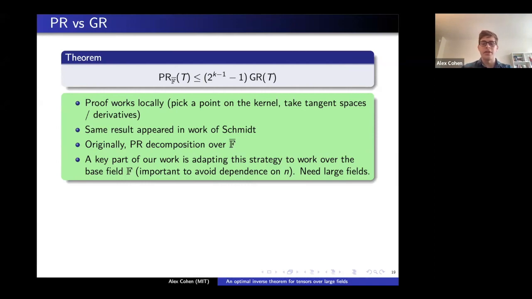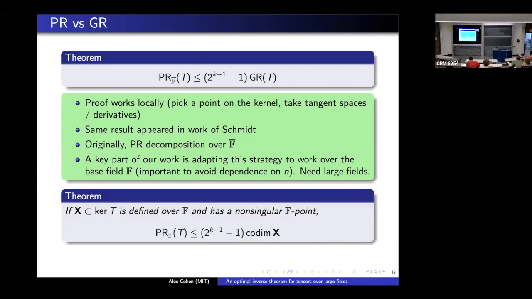Similar results appeared in work of Schmidt from a long time ago, which was a surprise to me and Guy. We hadn't heard about this until later, which is kind of cool, that he was working on similar things for number theory problems. And a key part of our work is adapting this algebraic closure strategy to work over the base field. Here we are going to accept some dependence of the base field on the analytic rank, but we will not accept a dependence on the number of variables n.